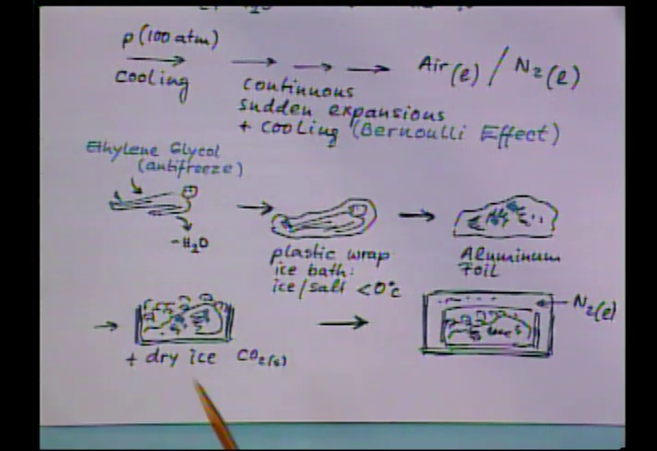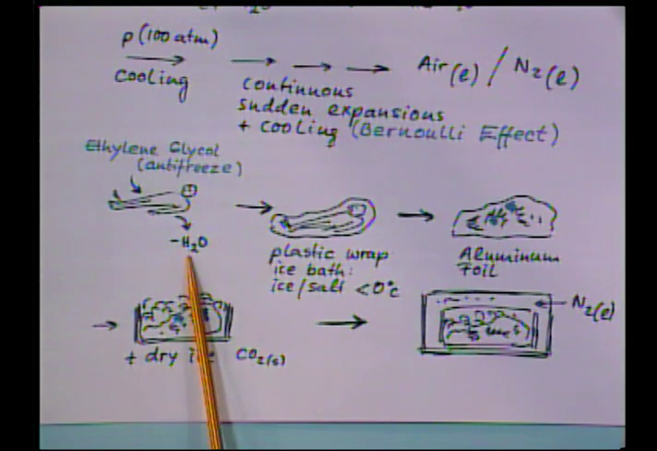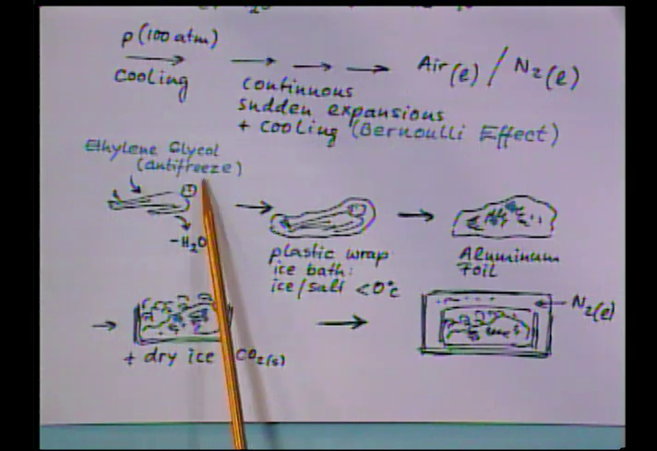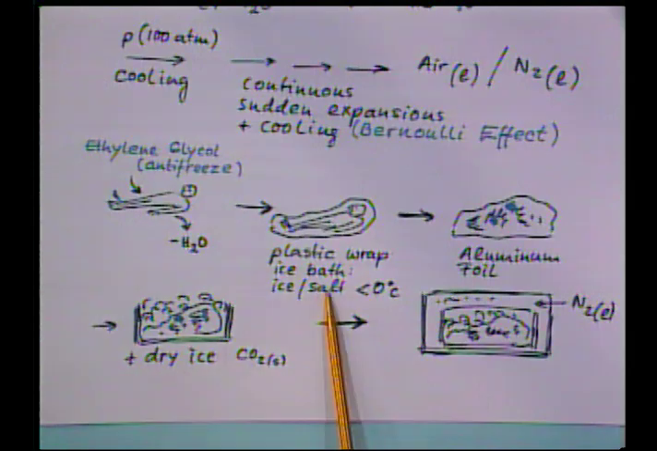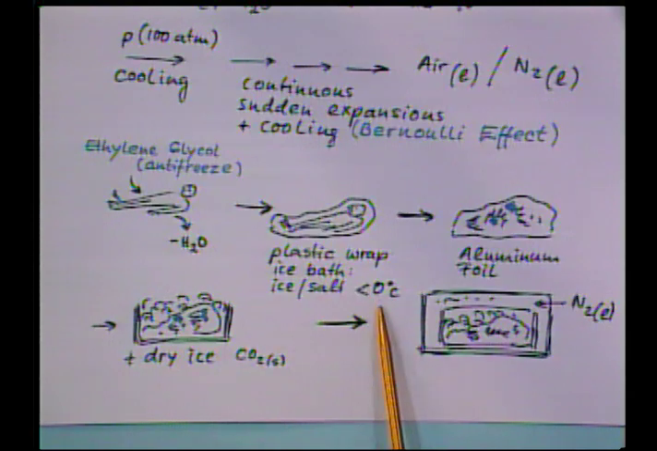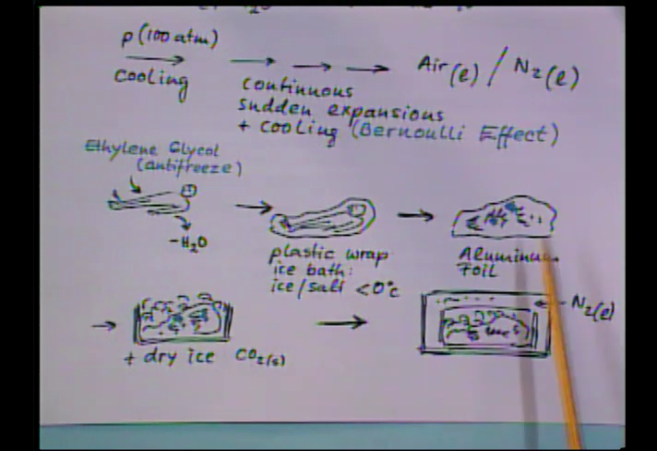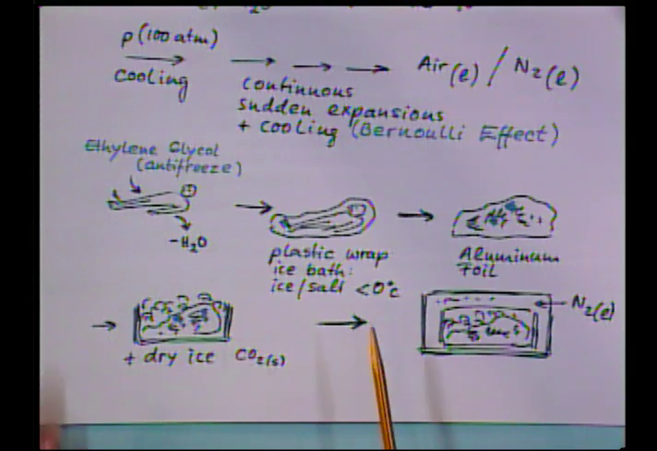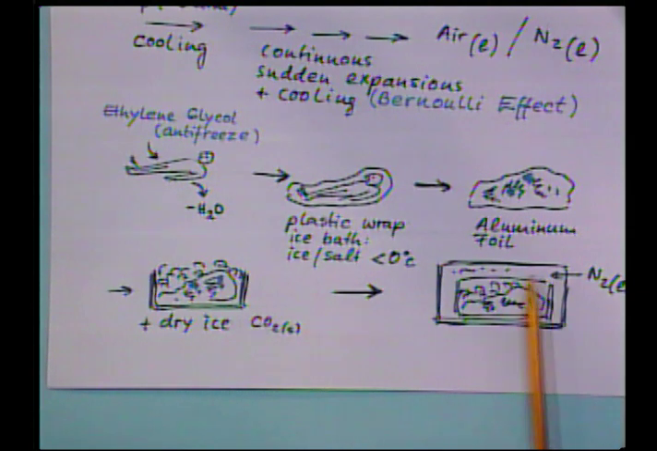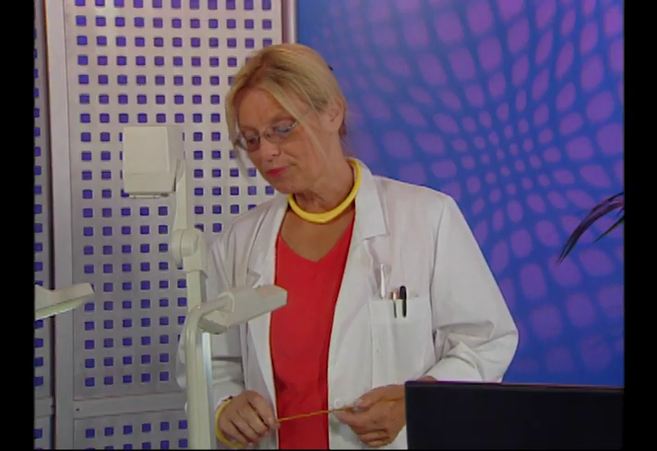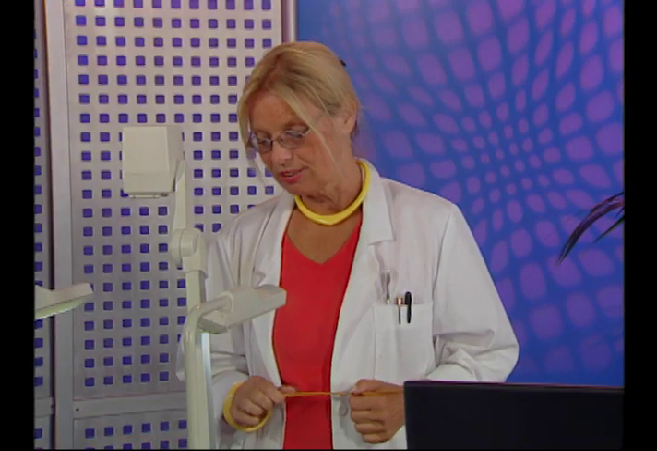Now this is quickly how a body is preserved. The water is removed. It is stored in ethylene glycol, which is antifreeze. Then you put a plastic wrap around it, put it in the ice bath. Ice and salt can also lower the temperature below 0 degrees centigrade, below the freezing point of water. Then you wrap the whole thing up in aluminum foil, and then it's submerged into a dry ice, and then a nitrogen cushion that preserves the body until a treatment for the medical condition is found.